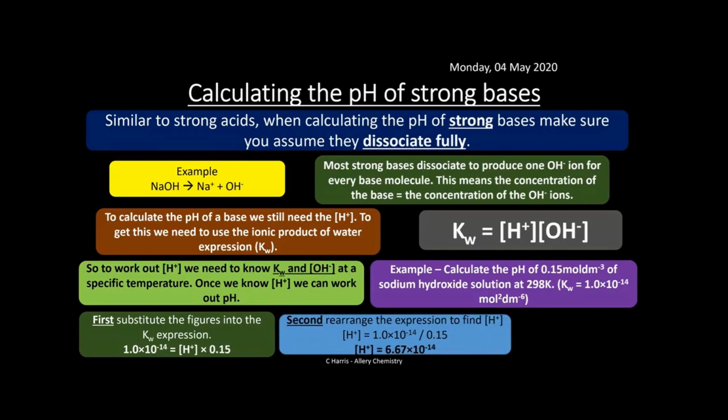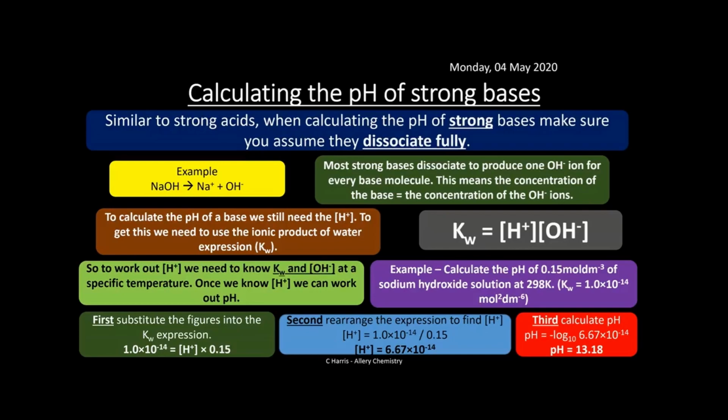We then rearrange that expression to find H plus. So H plus is 1 times 10 to the minus 14 divided by 0.15, and that gets us 6.67 times 10 to the minus 14. So that's the concentration of H plus. And now we've got the H plus, we look at our pH equation, minus log of the H plus, and we get our pH of 13.18.